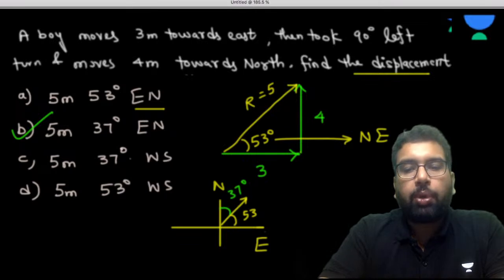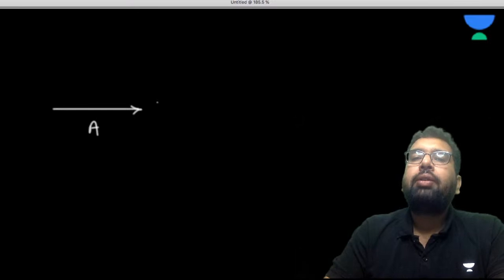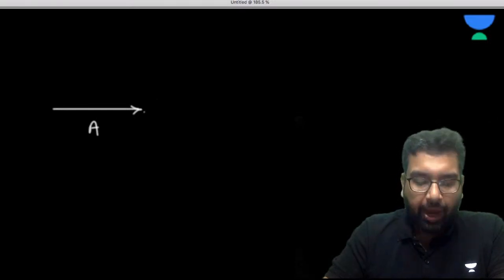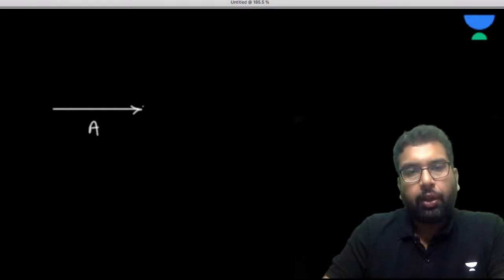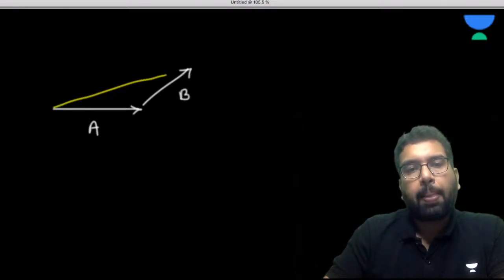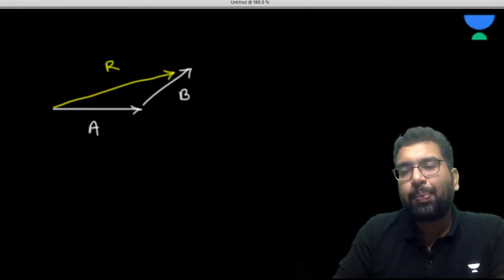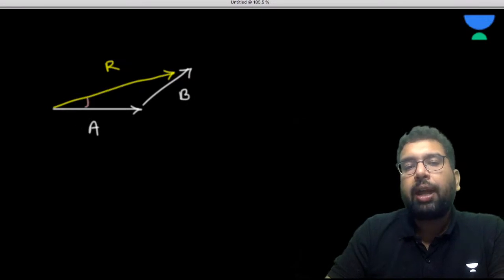Now let's talk about the law of parallelogram. Very important. Actually, I'll give you one more trick. Whenever a right angle triangle is there, you can look for the law of triangle also. Let's suppose this is A, this is B, and this is R. So, sir, can't we apply the law of triangle? Yes, you can apply, and this is also going to be helpful sometimes.